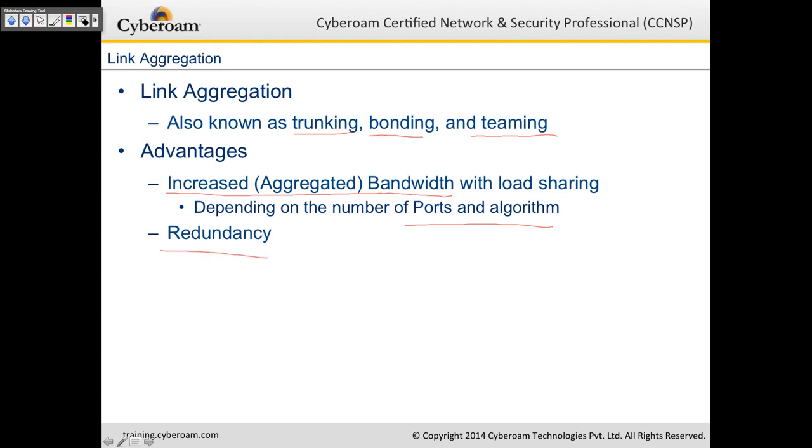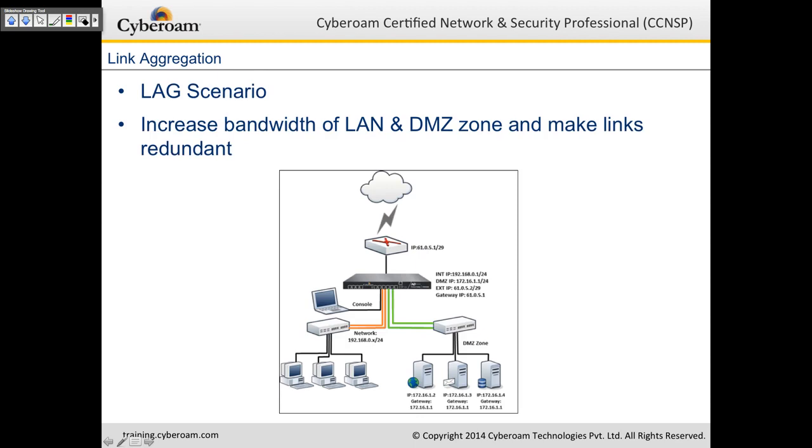So in case you have bonded 2 pairs and one link goes down, traffic will automatically be going via the other port. So depending on what kind of algorithms you are using, you can either have increased bandwidth load sharing, or else you can also have redundancy among your multiple aggregated links. Now we've taken a sample LAG scenario in this particular slide to show you the increased bandwidth of LAN and DMZ zone, and we'll show you also how to make the links redundant.